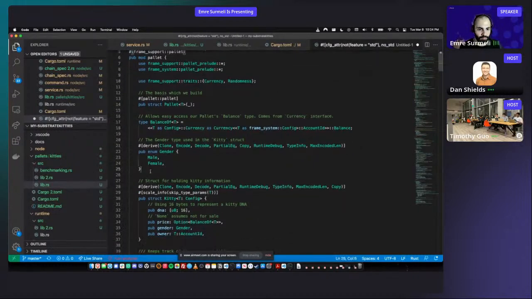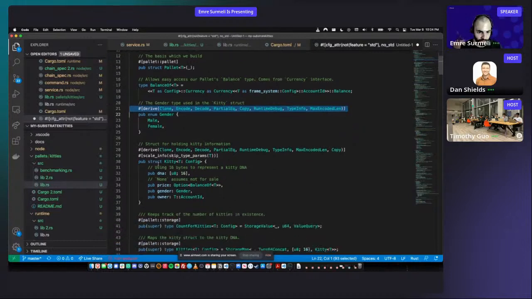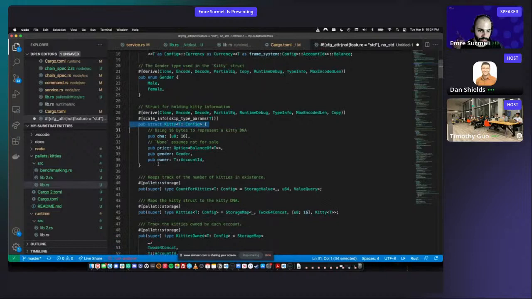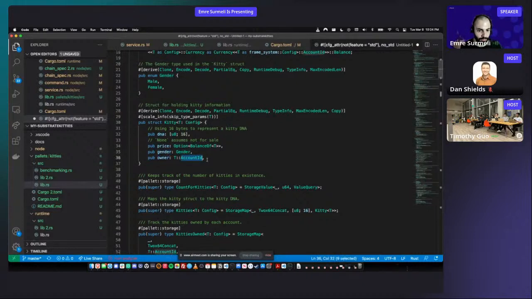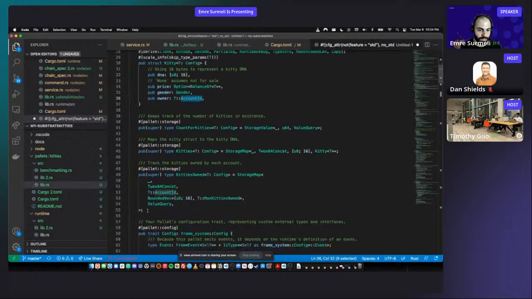So we have a gender, right, which is an enum. So we can define an enumerator that has multiple options, and we can use certain types of macros to allow ease of use of that defined structure. Here we're defining a struct, and the kitty struct is going to have some properties, right? So it's going to have a DNA, it's going to have a price, it's going to have a gender, it's going to have an owner, which is a type of account ID.